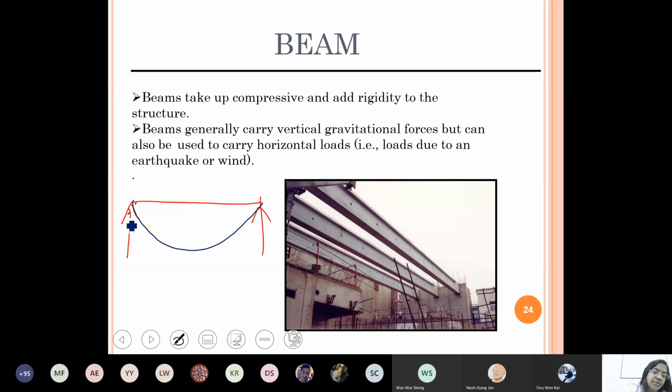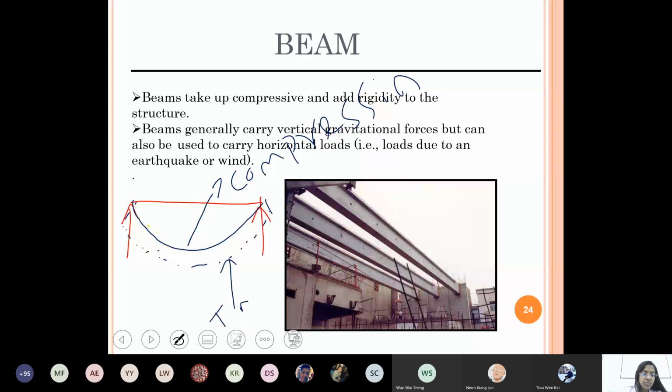And if it is a beam, and this is the thickness of the beam, you can see here, this portion is more towards compression. If you talk about the failure, this portion is elongated, so I can take this as tension. The bottom portion of the beam is elongated. The inner portion is compressed, isn't it? That's why I'm saying the beam takes up compressive load and adds rigidity to the structure.